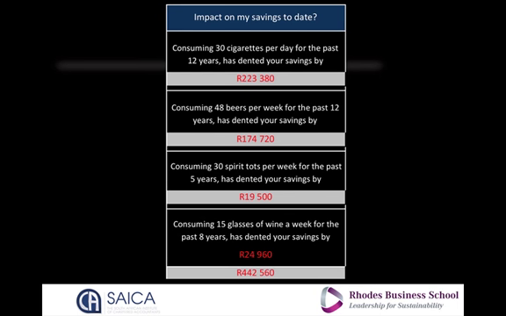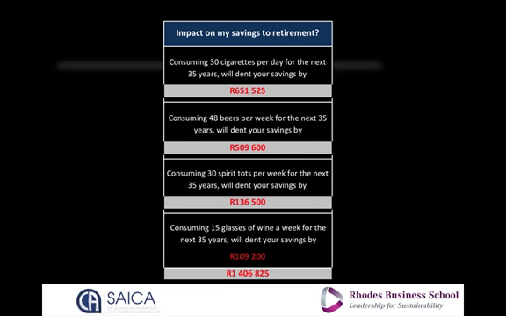Here's what you've spent. At age 30, in this model, this chap has spent 223,000 Rand on cigarettes, 174,000 on beer, 19,500 on spirits, and 24,000 on wine. Total wasted to date 442,000 Rand, and he's only 30. That would have been a deposit on a house.